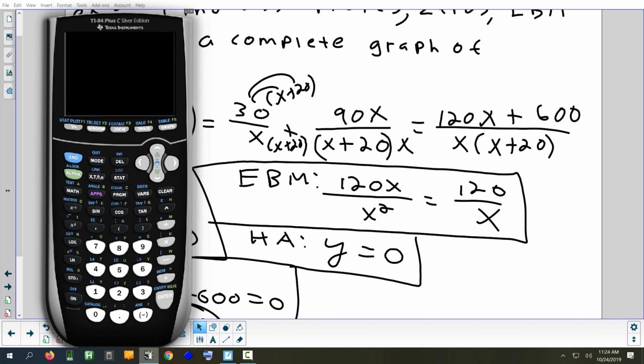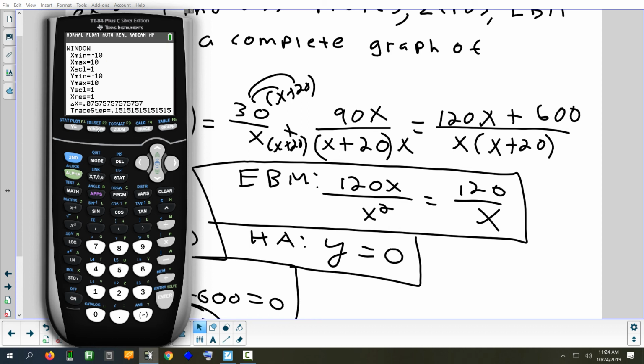Now, that's a little vague. Do they want a complete graph of that equation or the word problem? Word problem, I would say set your x min to 0. Okay, I'm going to do a complete graph of the word problem. So I'm going to eliminate things that wouldn't make sense. Maybe they don't want me to do that. I'm not sure.